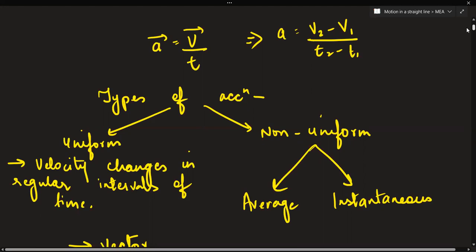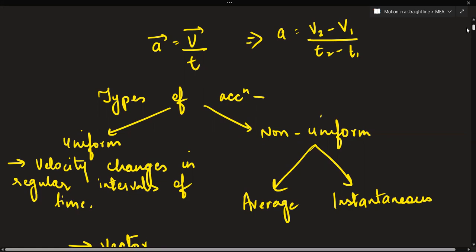It can also happen that velocity is decreasing, because acceleration is a vector quantity, right? Acceleration is a vector quantity, so you can get negative values, because it is the rate of change of velocity. The same thing: if an equal amount of velocity is changing in an equal interval of time, that is known as uniform. If unequal, then non-uniform. It can be average, it can be instantaneous.